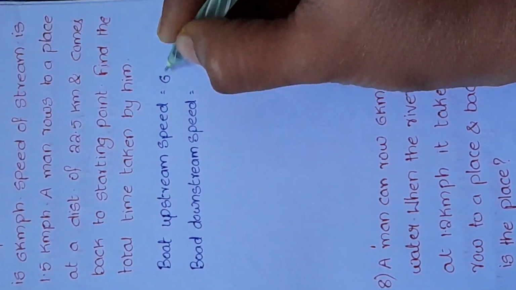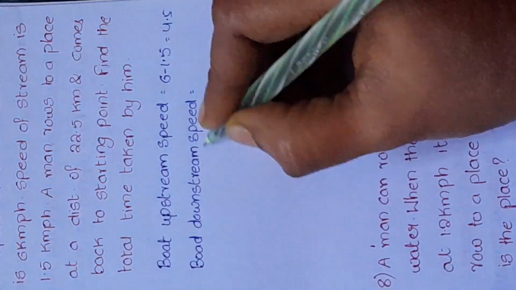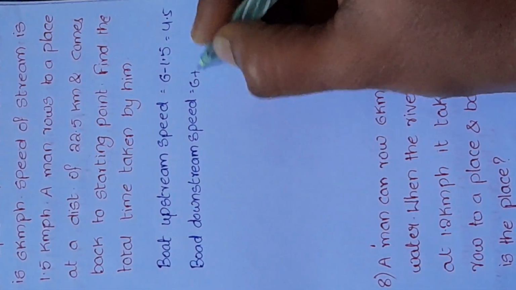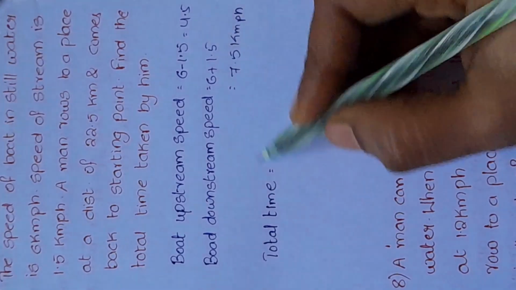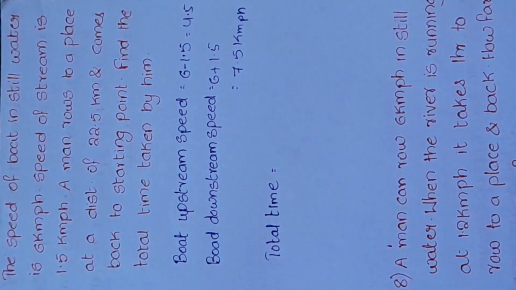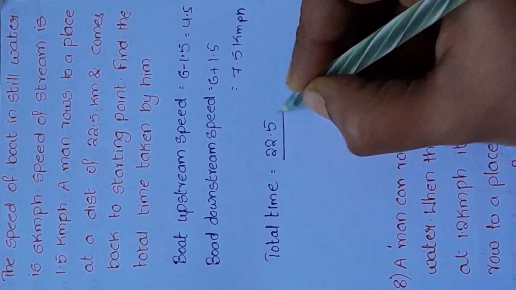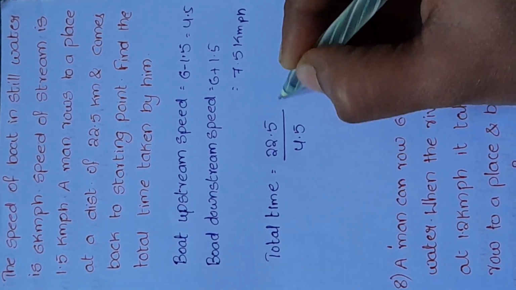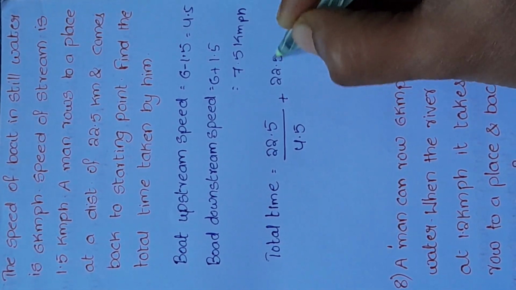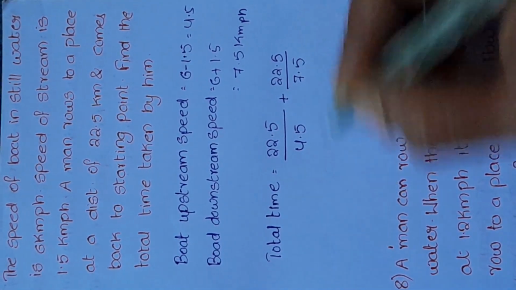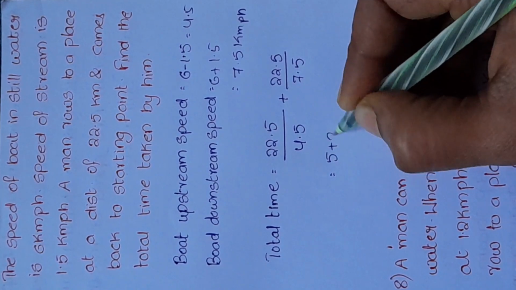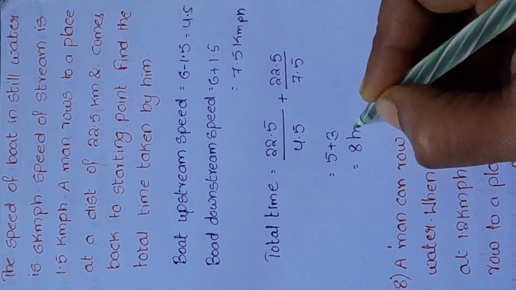Boat upstream speed is 6 minus 1.5, which is 4.5 kilometers per hour. Boat downstream speed is 6 plus 1.5, that is 7.5 kilometers per hour. We know that time is equal to distance by speed. The time is 22.5 by 4.5 plus 22.5 by 7.5. We get this as 5 plus 3, that is 8 hours is the total time.